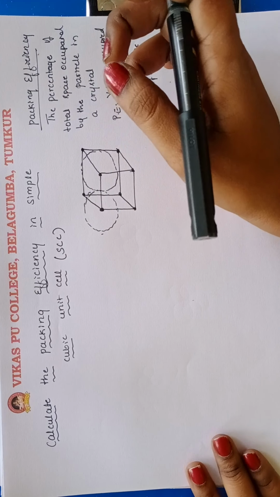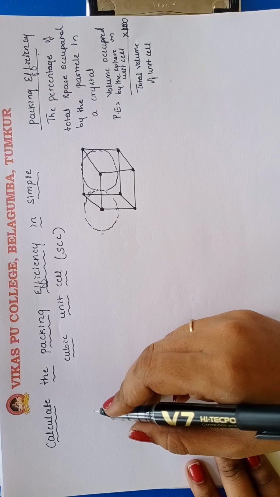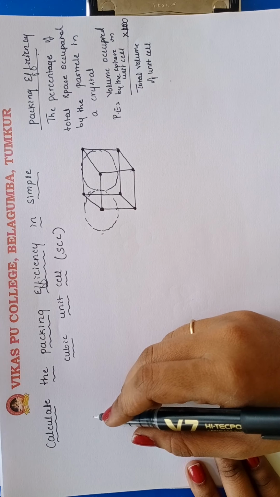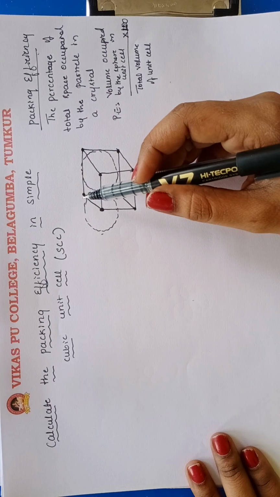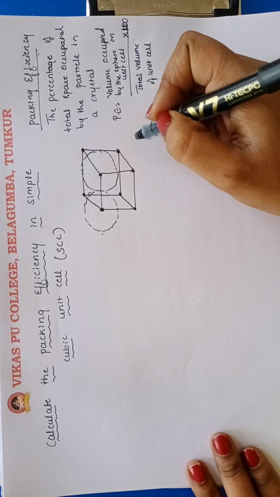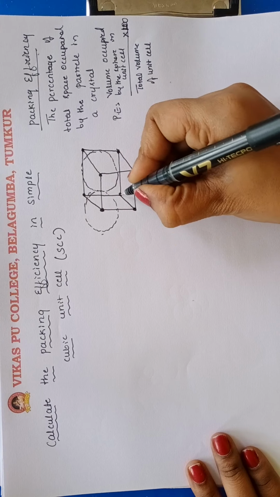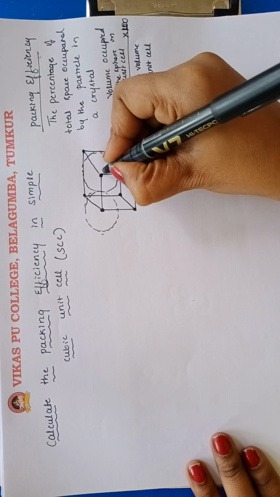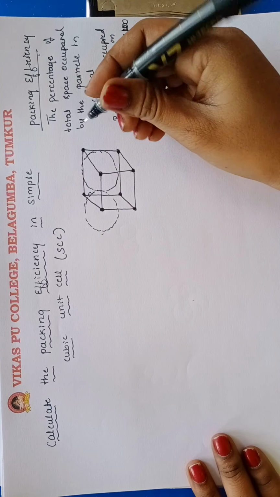Compulsory, 100% compulsory question. Then how to calculate: in a simple cubic lattice, atoms are located only on the corners of the cube and the particles touch each other along the edge. Means in a simple cubic unit cell, particles are present only at the corners. You can observe that 8 particles are present at the corners of the unit cell.